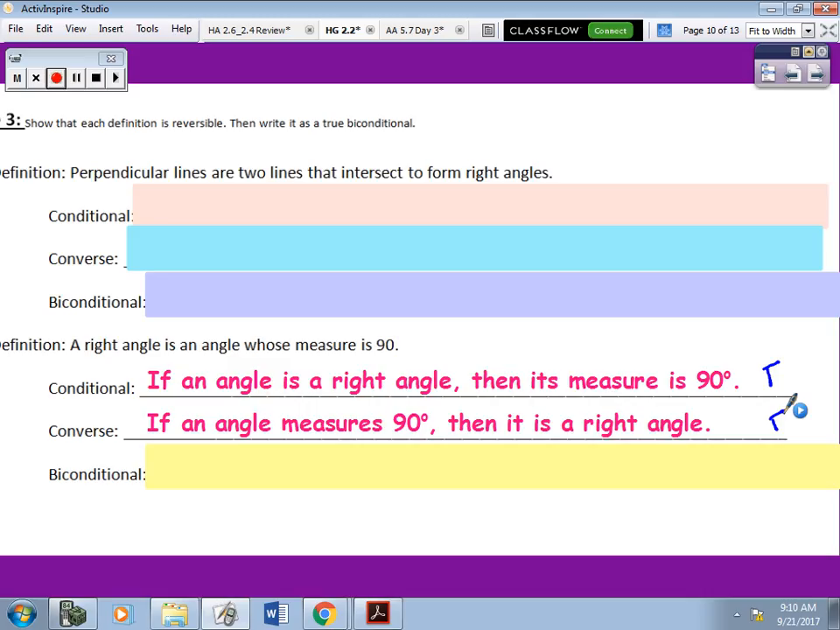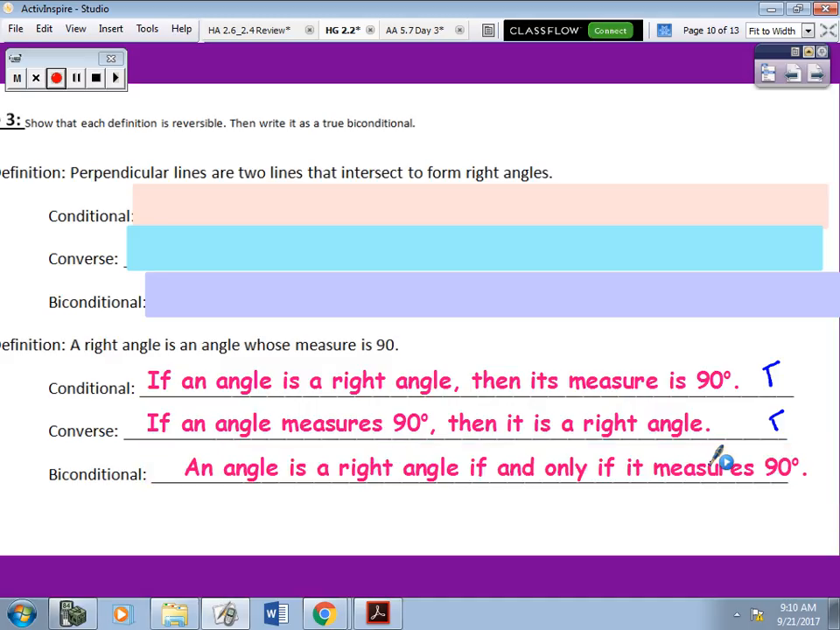Wait, remember, what form is a biconditional in? Both. But what's the phrase we put in the middle? If and only if. So, Brett? An angle measures 90 degrees if and only if it is a right angle. Good. An angle measures 90 degrees if and only if it is a right angle. Or, an angle is a right angle if and only if it measures 90 degrees. Doesn't matter which order you choose.